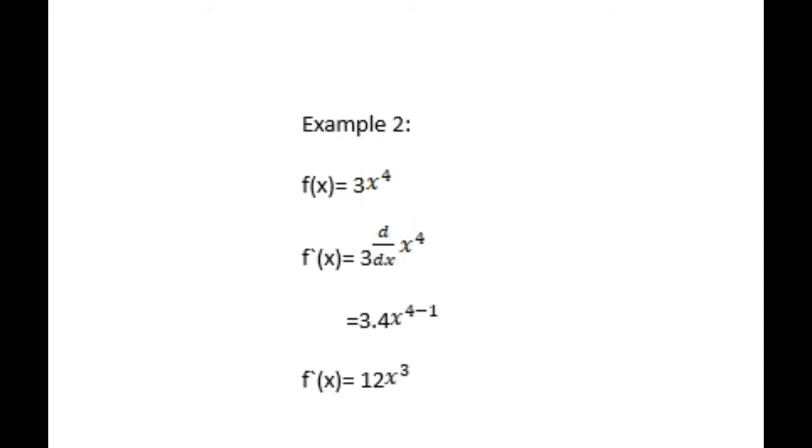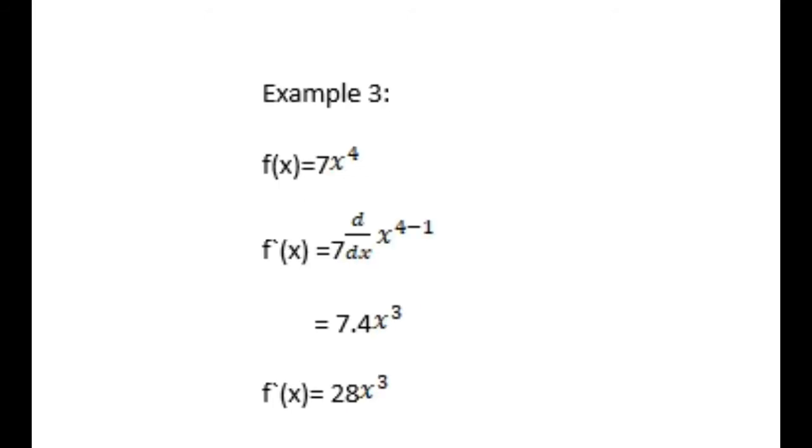Given number 2, f of x equals 3x raised to the power of 4. It's the same as given number 1. We need to find the derivative of 3x raised to the power of 4. So, f prime of x equals 3 d over dx x raised to the power of 4. The constant is 3 and the function is x to the 4. So, f prime of x equals 3 times 4x raised to the power of 4 minus 1. The final answer is f prime of x equals 12x cubed.